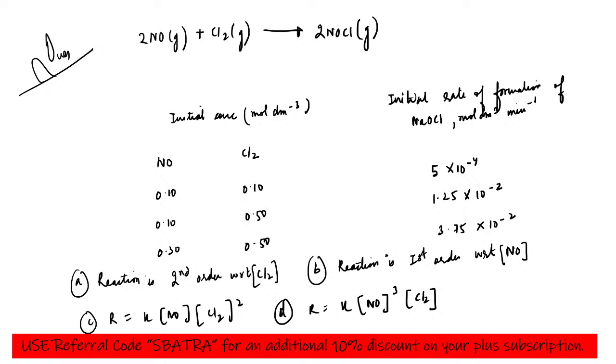Okay, so this reaction is given. You need to find out the correct option. So you have different initial concentrations of NO and Cl2. Initial rate of formation of NOCl is also given. You need to find out the correct option.